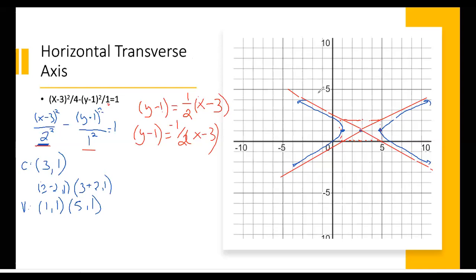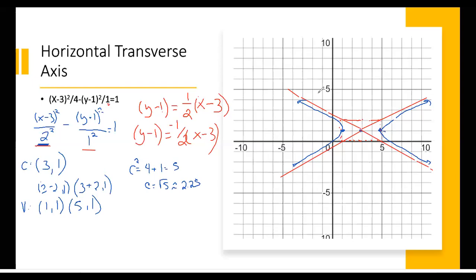Now our foci: c squared, again, is going to be a squared plus b squared. So that's our denominators, 4 plus 1, which is equal to 5. So c is equal to the square root of 5. And if you want to graph that, the square root of 5 is approximately equal to 2.25. Again, we're going to move in our x direction. So we're going to put 1 here.